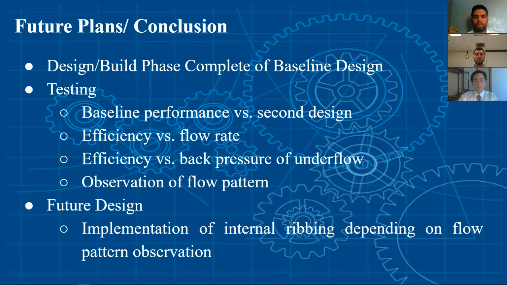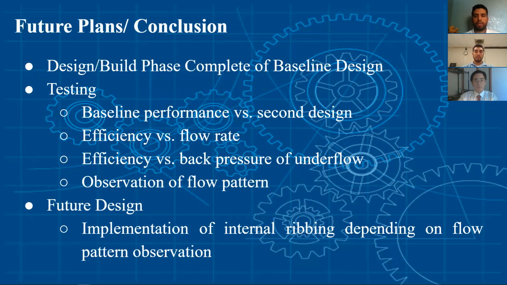In the future, baseline performance will be tested first and a flow pattern will be observed so that we could see if we could get a vortex to form inside our hydrocyclone. On the initial test, we would also see how efficiency would change by varying the flow rate. We would also have to observe how changing the back pressure by manually adjusting the ball valve on the underflow affects the separation. And then once initial testing is done, an implementation of an internal ribbing on the hydrocyclone near the inlet would be considered, depending on the initial flow patterns that we observed.